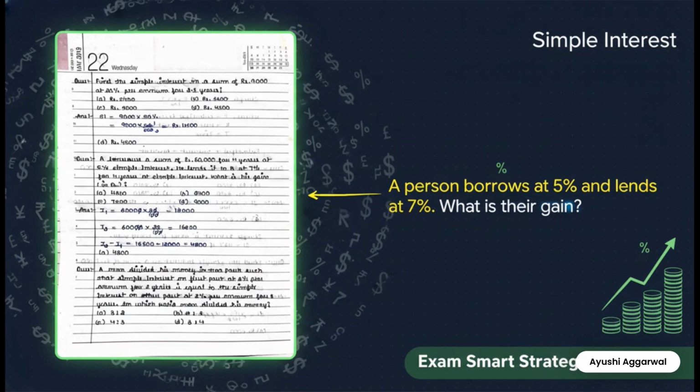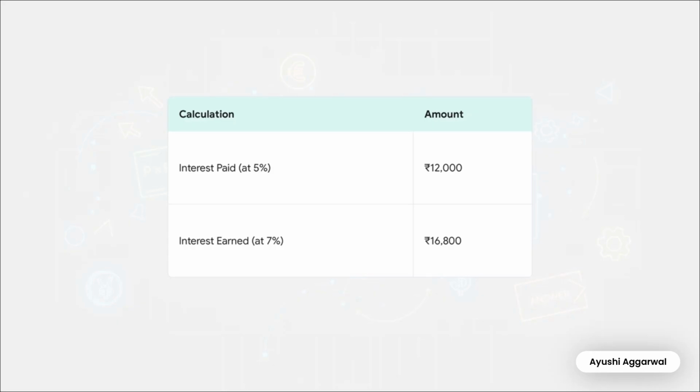It's a classic scenario. A man takes a loan of 60,000 rupees at 5% simple interest for 4 years. But then he turns around and lends that same money to someone else at 7% for the same 4 years. The question is, what's his gain? How much profit did he make from this deal? To solve this, we just need to figure out two things: how much interest he paid and how much interest he earned.